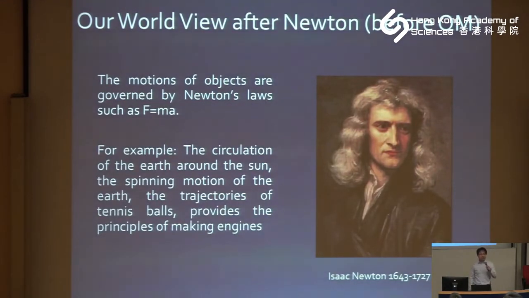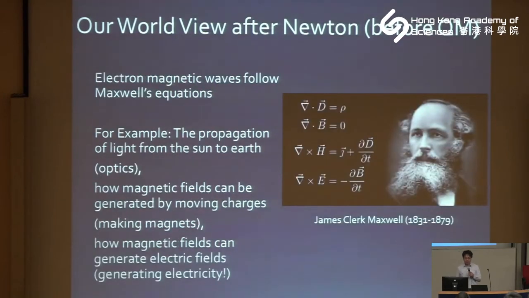Before we had quantum mechanics, we had Newton. So the world was described by Newtonian mechanics before we knew quantum mechanics. For example, the motions of objects are governed by Newton's laws, such as F equals ma, that all of you are familiar with. This really describes the circular motion of the Earth around the Sun, the spinning motion of the Earth, and the projectile motion of a tennis ball and things like that. So it works very well, even for today.